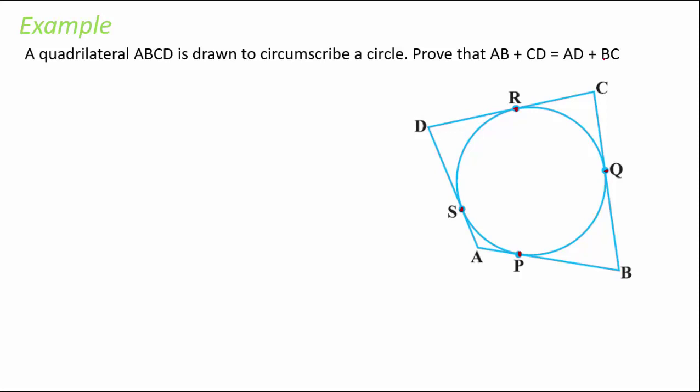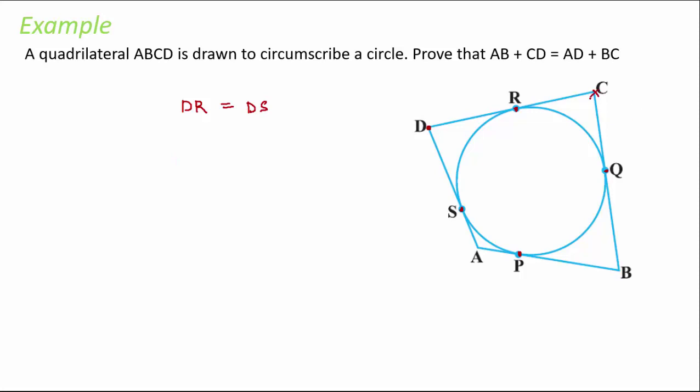Now looking at this diagram, is there any theorem that comes to your mind which we can take help of? Just now we learned that the length of the tangents drawn from an external point are equal. So here, D is an external point from where these two tangents DR and DS are drawn to the circle, which means that by that theorem DR should be equal to DS.